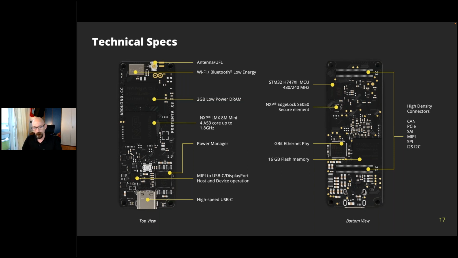As for other Portenta boards, we have here two high-density connectors. So there are 160 signals coming out from these two high-density connectors. We do provide for external connection CAN, PCI Express, audio interfaces, video interfaces, SPI, and of course I2C and I2S communication. So here on the hardware side, there's really plenty of opportunity to create projects and expand capabilities.